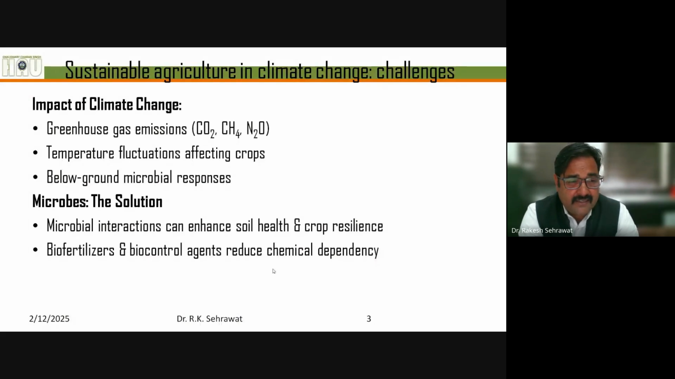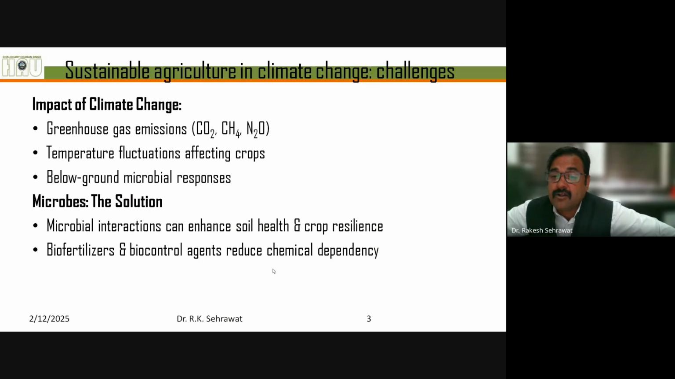Microorganisms, till date, have been very less explored. Why am I saying less explored? Because till date only 1 to 2% of the microbial population is culturable. The remaining 98 to 99% of the population still lies in the soil, but is not culturable, and that means they have huge potential. So microbial interactions can enhance soil health and crop resilience.